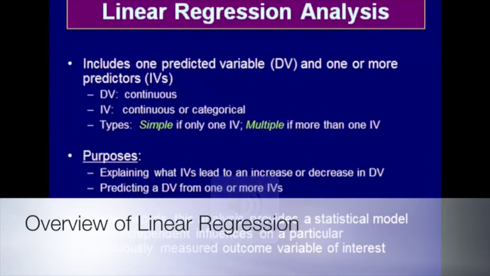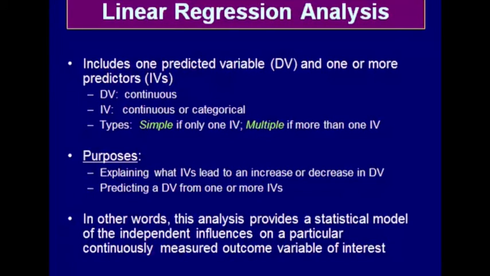Here, we're going to be looking at an introduction to linear regression analysis, and we'll be talking about both simple and multiple linear regression. A linear regression analysis indicates that you have one dependent variable, sometimes called the predicted variable, and one or more independent variables, the variables that will help you to predict or explain the continuously measured DV. So here you have a dependent variable that is continuously measured, and your independent variable or variables will be categorical and/or continuous.